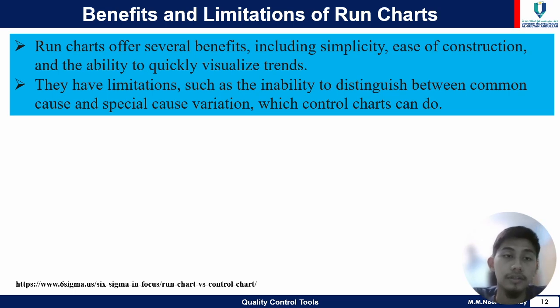Okay. Benefits and limitations of a run chart. Run charts offer several benefits, including simplicity, ease of construction, and the ability to quickly visualize trends. They have limitations, such as the inability to distinguish between common cause and special cause variation, which control charts can do.